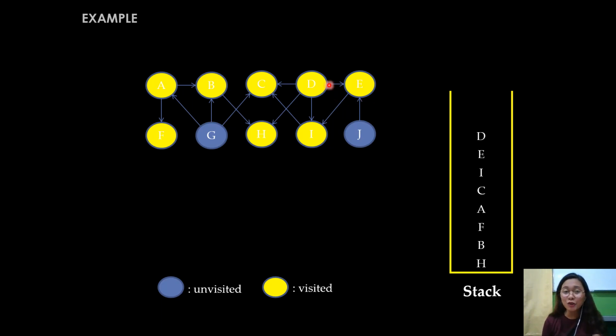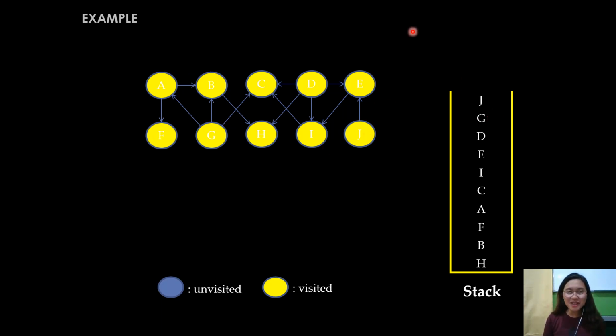Now, we're going to choose again an unvisited node or unvisited vertex. So, let's go and visit vertex G. Since all its neighbors are already visited, we push G into our stack. Then, lastly, we choose the vertex J and visit it. Since all the neighbors of vertex J are already visited, we push it into our stack.